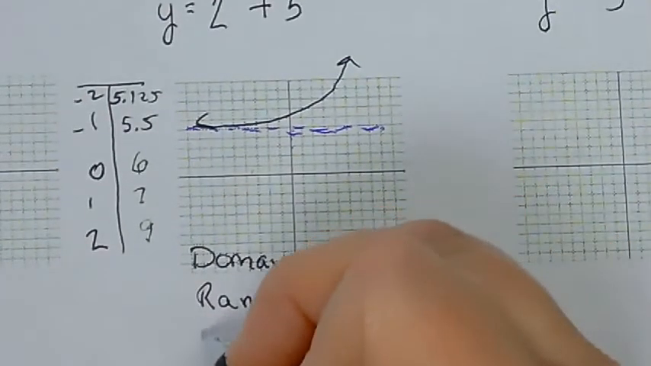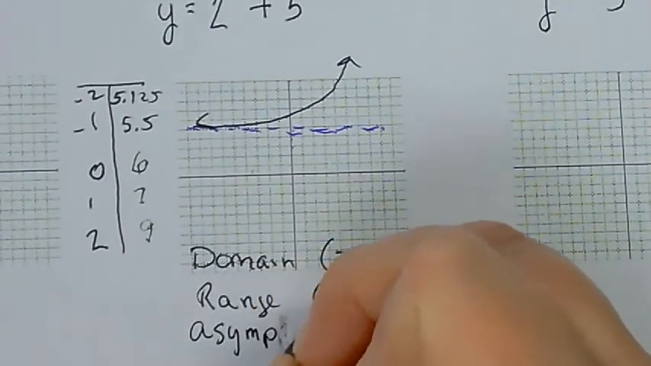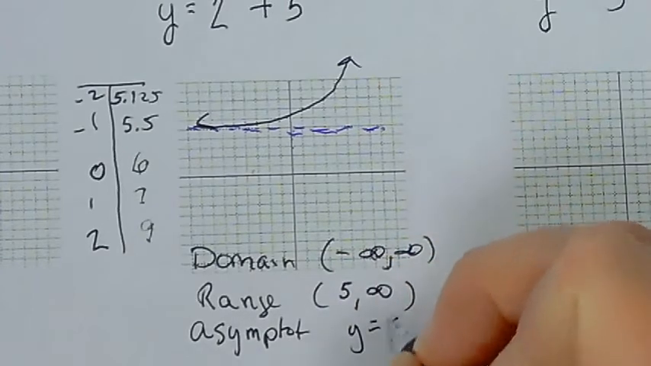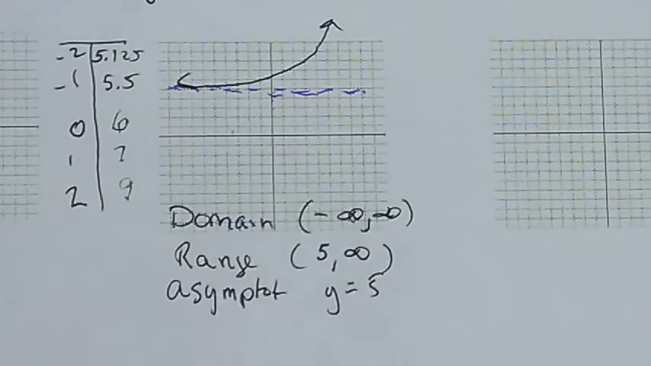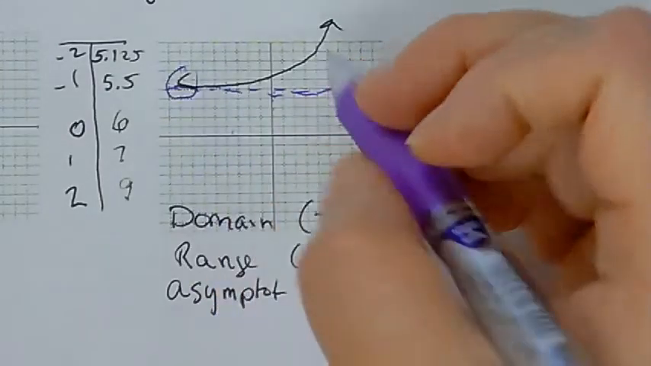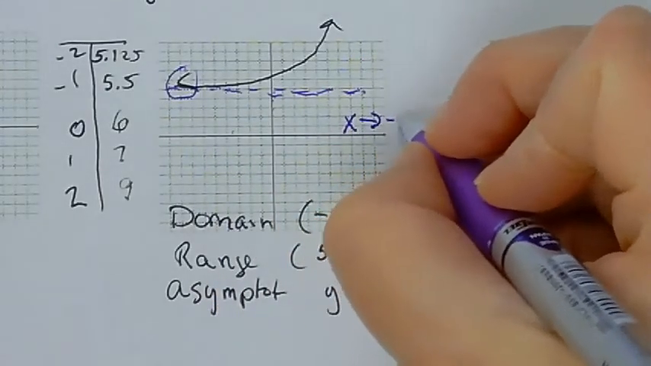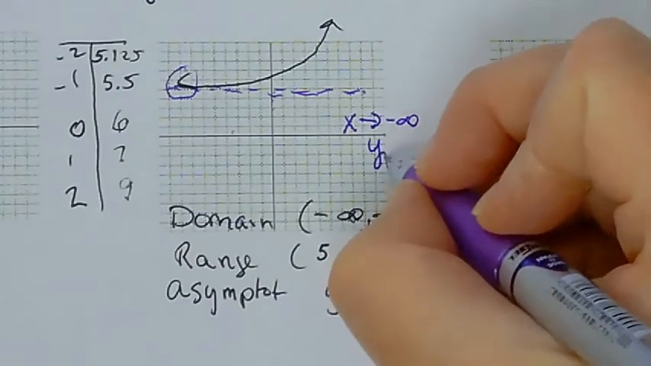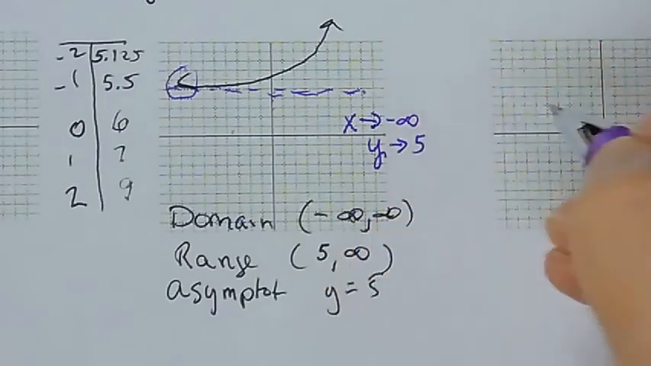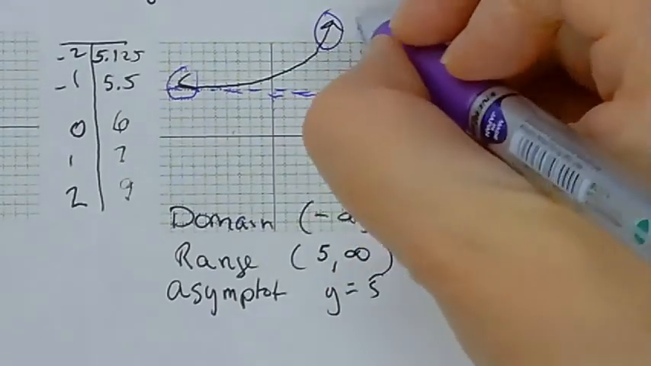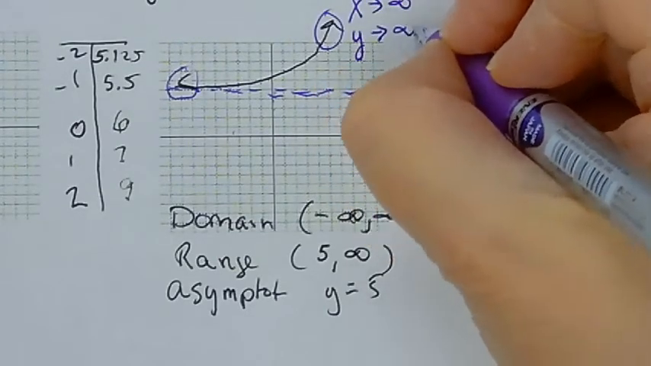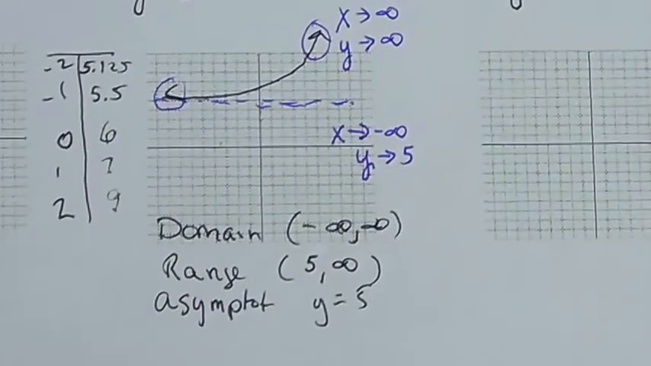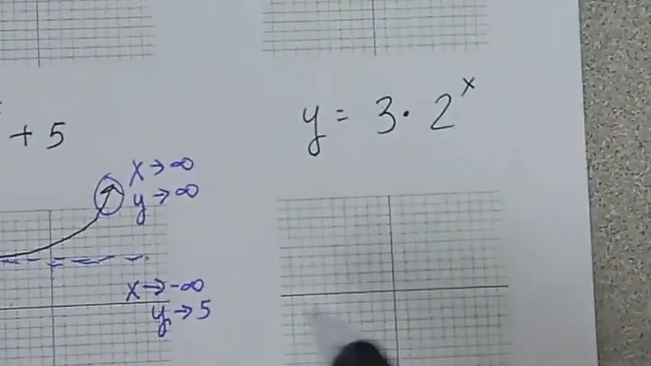The asymptote is at y equals 5. And let's think about the end behavior. This end, x is going to approach negative infinity as y approaches 5. This end, x is going to approach infinity as y approaches infinity. Okay, let's do the next one.